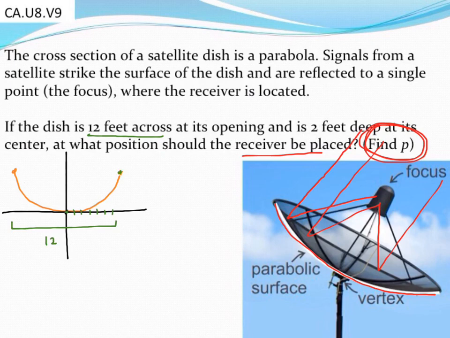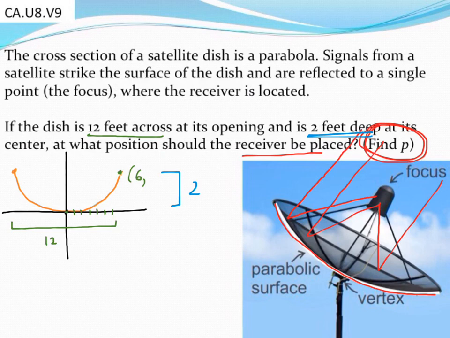So I'm trying to find a coordinate of this point right here. Well, since it's exactly 6 spaces over, because I was careful how I placed it, it's going to be 6 comma something. So let's see what else we know. Let's see if we can find that y value. They tell me that the depth of the dish is going to be 2 feet deep. So the distance from top to bottom right there is 2 feet.